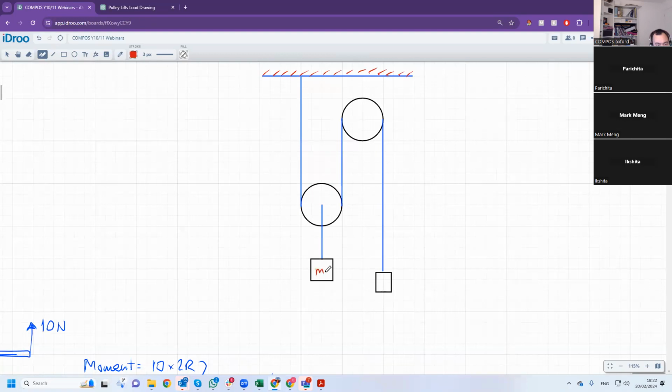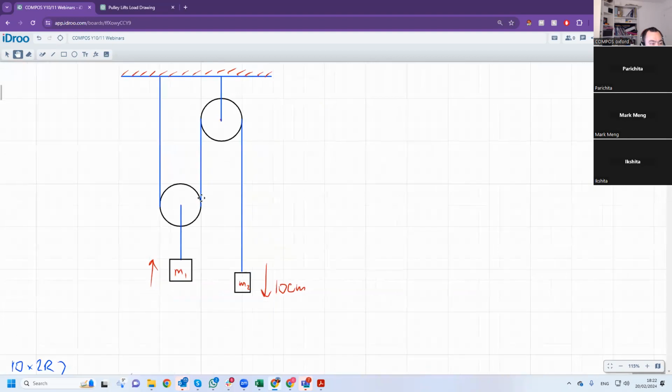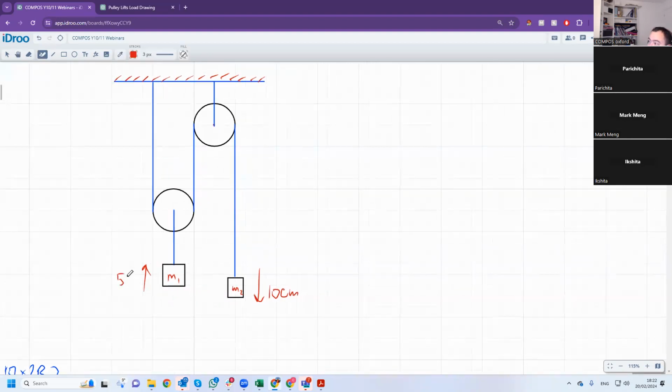So let's say this is mass M1, and this is mass M2. M1 is attached to a movable pulley, and M2 is attached to a stationary pulley. Now, if M1 moves 10 centimeters down, how much does M2 move up? Five centimeters. Yeah, exactly. It moves 5 centimeters up.